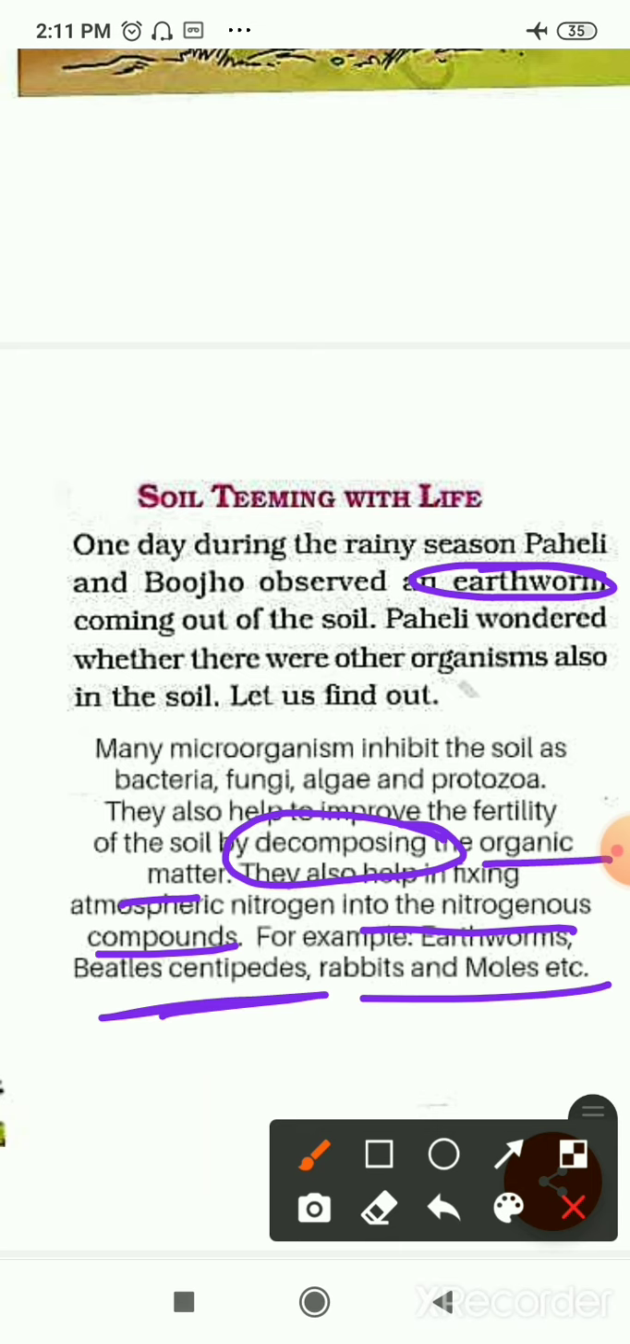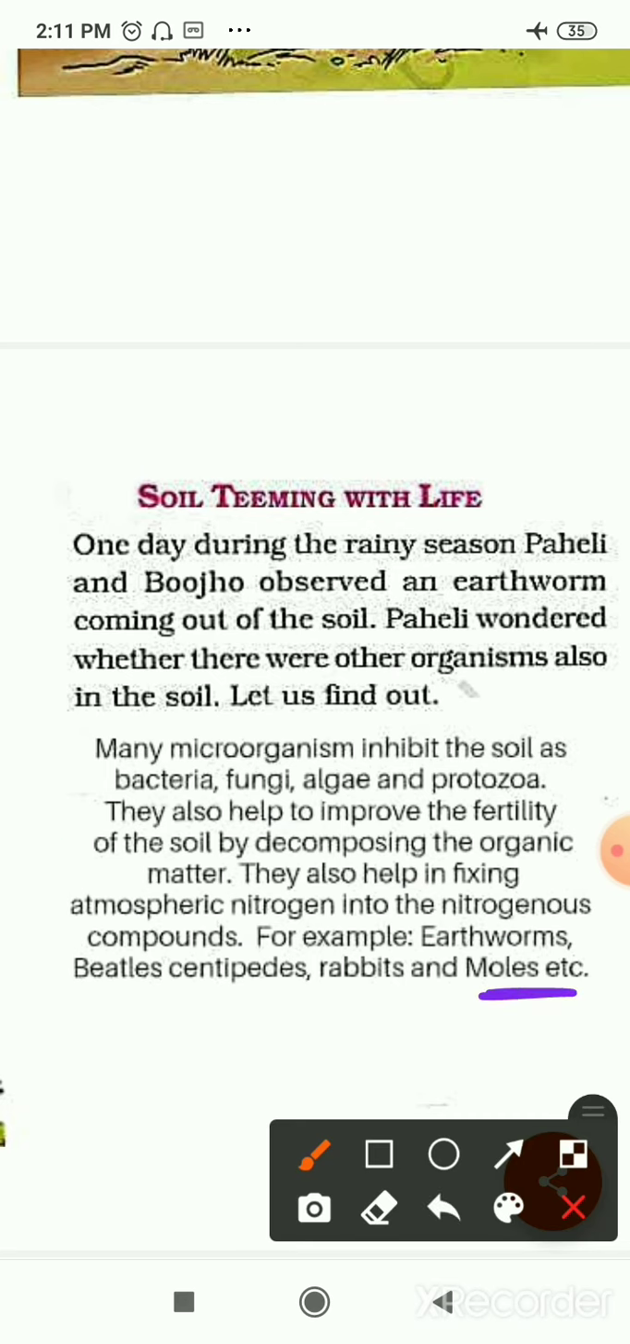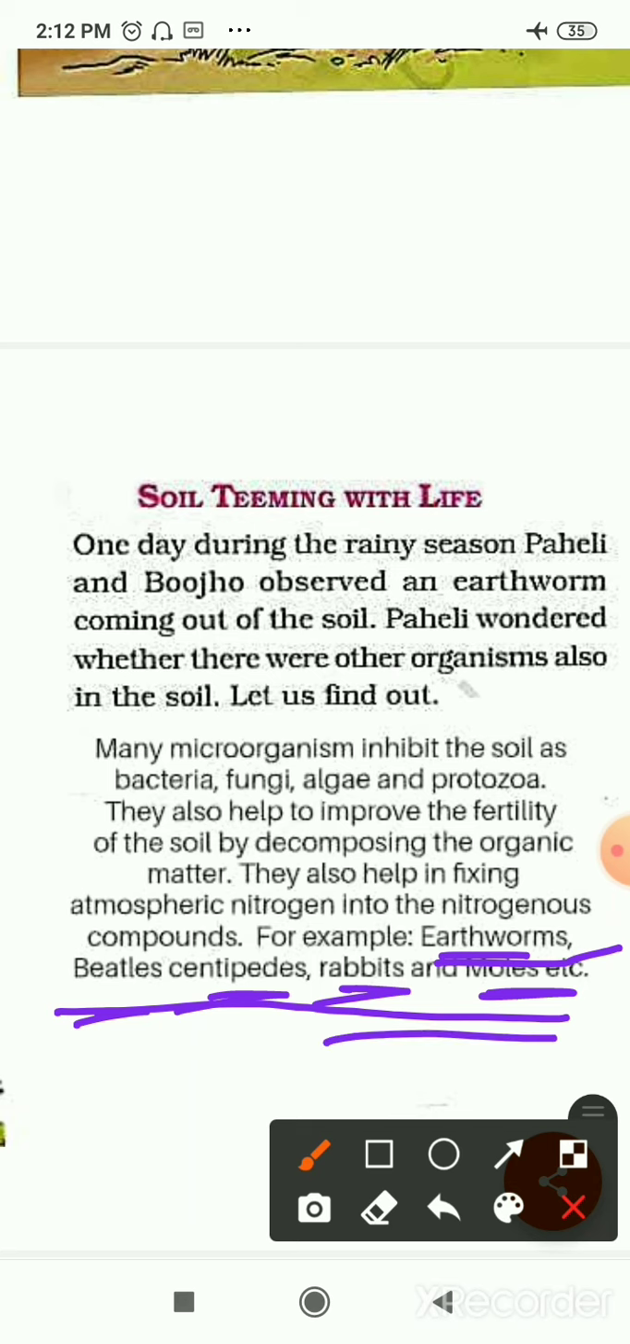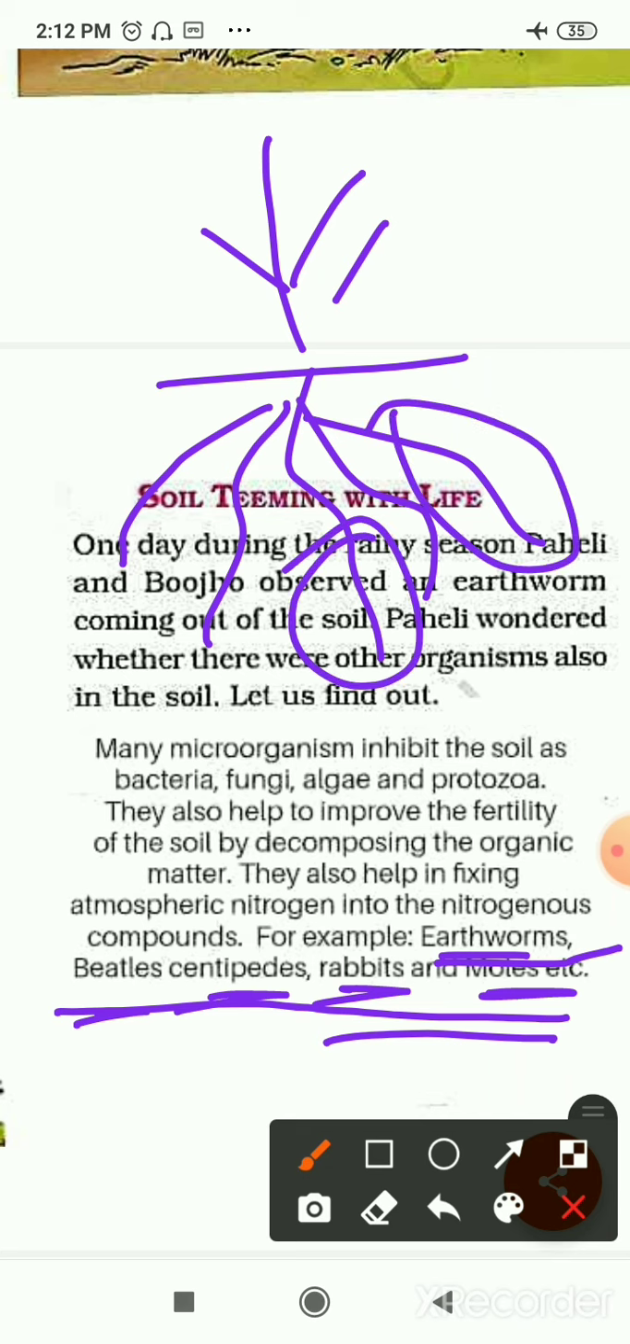So simply we can say worms also help by burrowing the soil, as moles, rabbits, centipedes, some beetles, and earthworms do. They make holes in the soil so that the soil becomes aerated also, right? And if soil is aerated, then this is a good soil, and in that aerated soil plants can grow very well, right? The roots of the plant can penetrate that aerated soil easily, and oxygen is also available for the breathing of the roots, right?